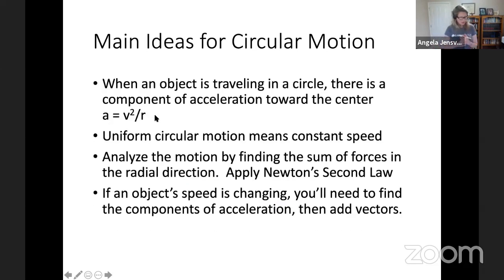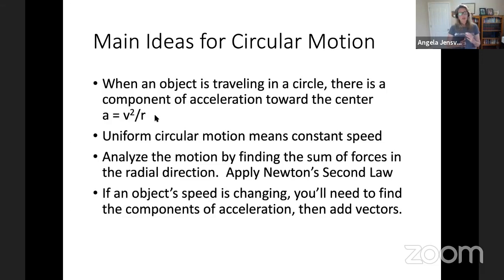Okay, so here are the main ideas for circular motion. When an object is traveling in a circle, there's a component of its acceleration that points toward the center, and the magnitude of it is the speed squared divided by the radius. Uniform circular motion, in that last slide I kept typing UCM. UCM is uniform circular motion. That means you're going in a circle at constant speed.